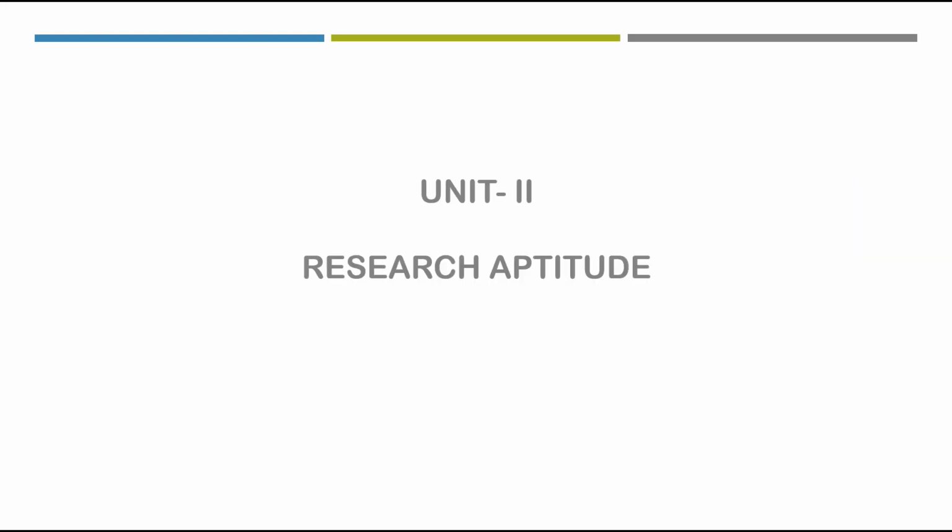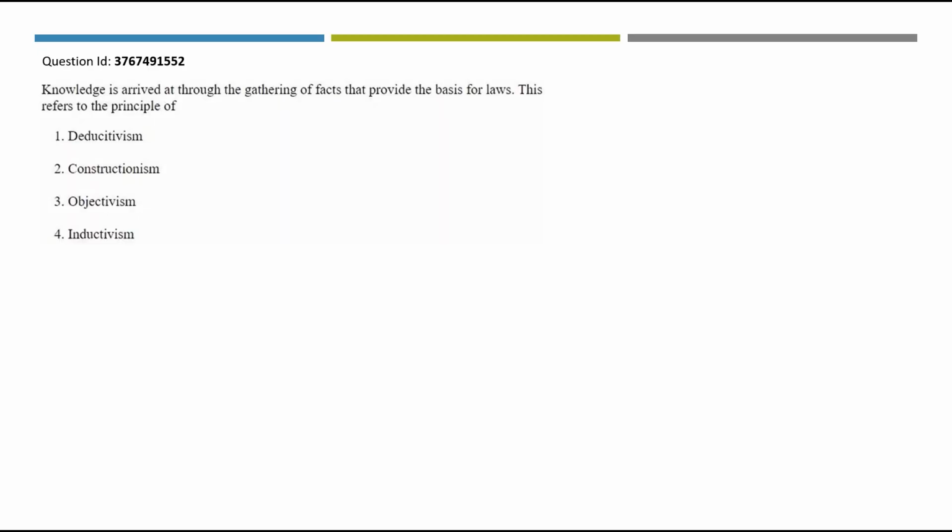Let's move on to Unit 2, Research Aptitude. Knowledge is arrived at through the gathering of facts that provide the basis for laws. This refers to the principle of by gathering something, we are getting some knowledge. This is what you have to understand on the whole.